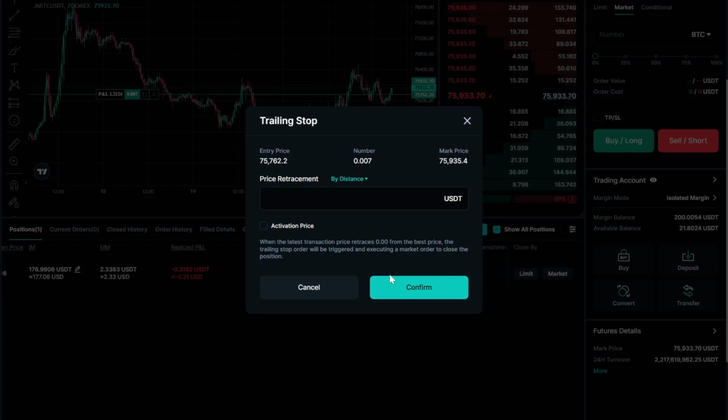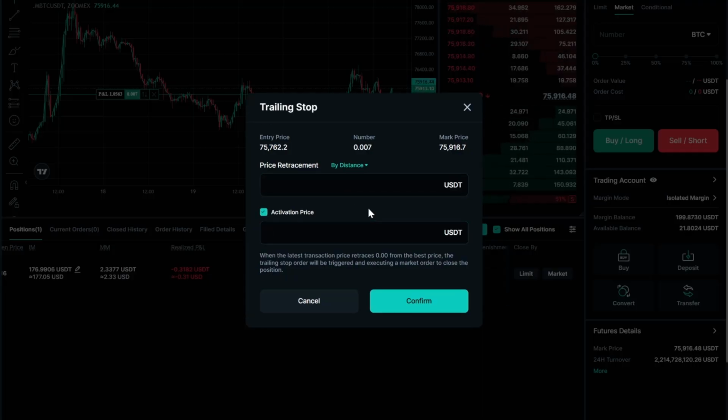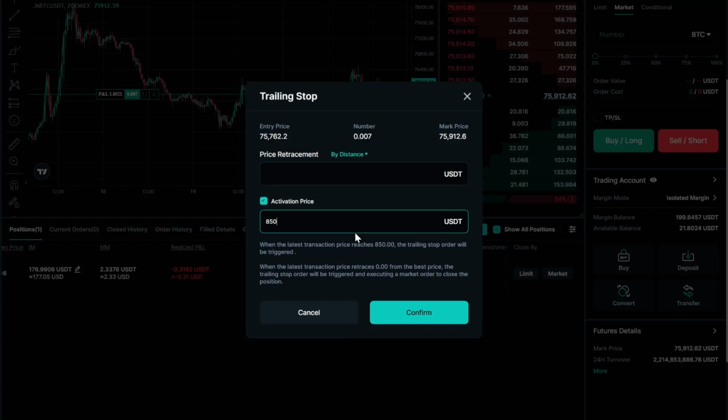When using a trailing stop loss, there are 3 key settings to understand. We have activation price, price retracement by distance, and price retracement by rate. The activation price is where the trailing stop loss actually starts. Before this level is reached, nothing happens. Once activated, the trailing stop loss follows price as it moves in your favor. So right now, Bitcoin's almost at 76,000. We can put our activation price around 85,000. So that means before this price level, we will not have a trailing stop loss.